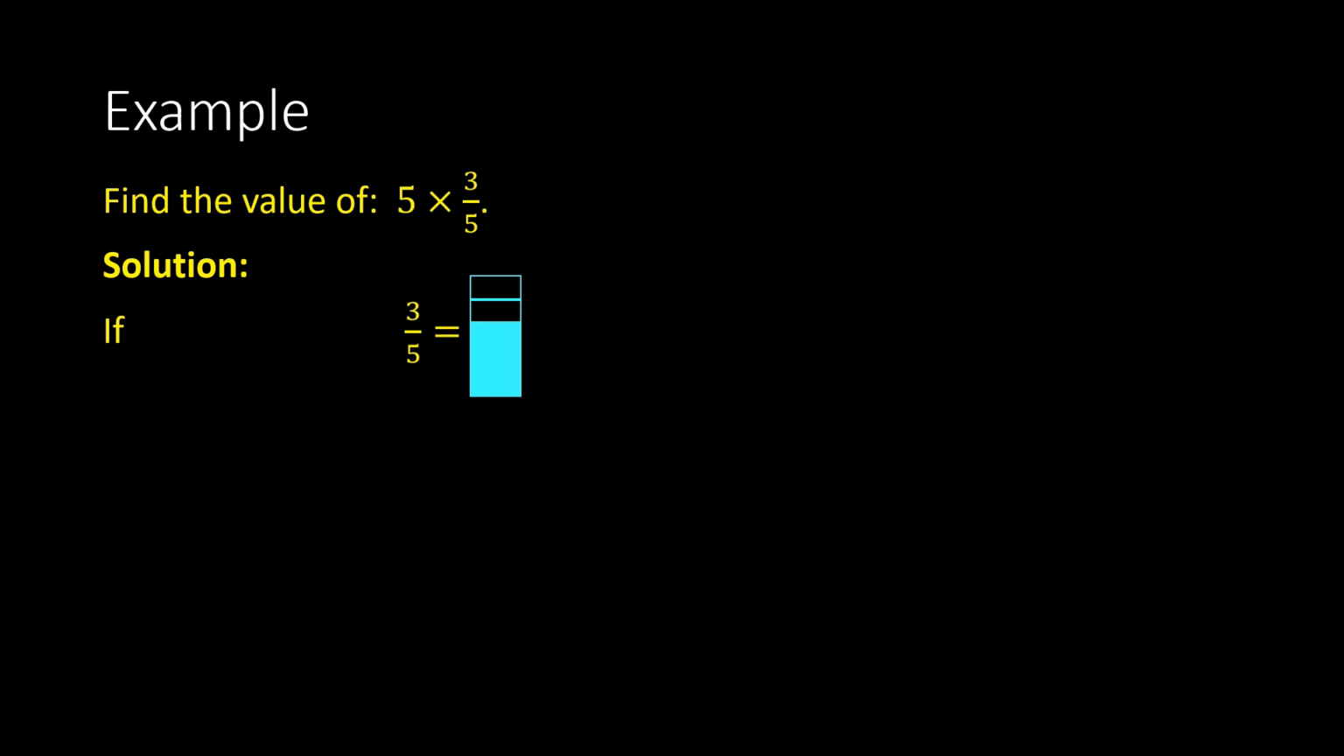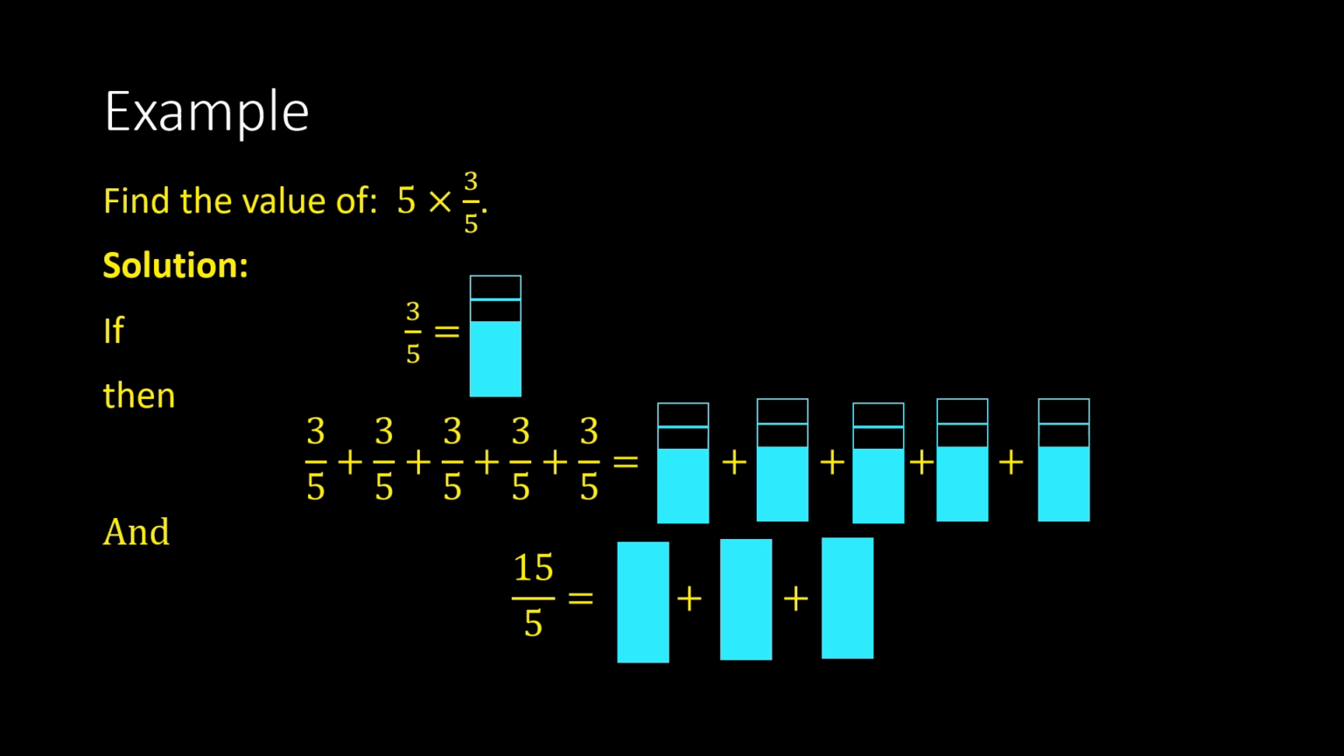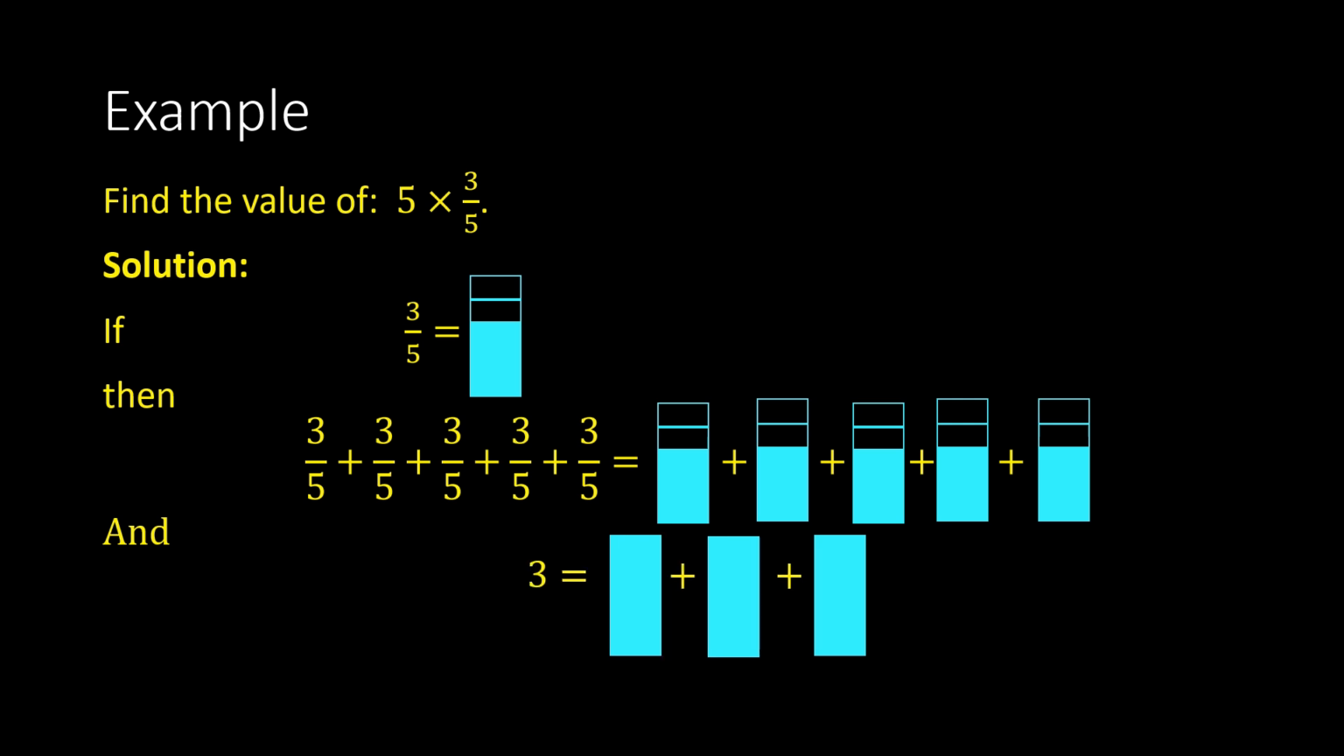Again, let's look at solving this with the aid of diagrams. 3/5 will look something like the diagram shown. If we multiply 3/5 by 5, then this is equivalent to 3/5 being added to itself 5 times, or alternatively represented by the 5 rectangles shown on your screen. This is equivalent to 15 parts out of 5. And 15 parts divided by 5 is of course 3.